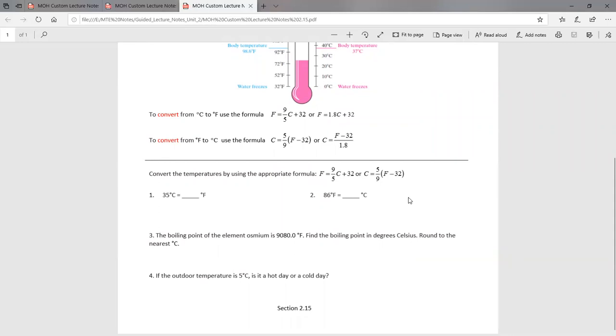So let's try these out. We've got 35 degrees Celsius, and we want to convert this to degrees Fahrenheit.